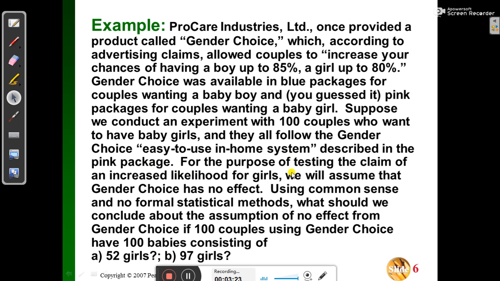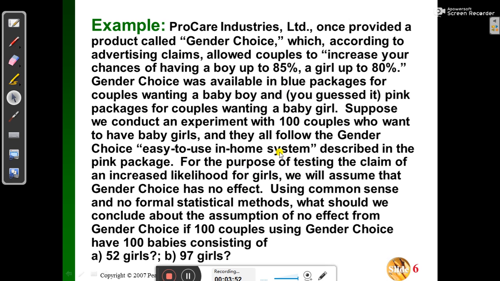For the purpose of testing the claim of an increased likelihood for girls, we will assume that Gender Choice has no effect. Using common sense and no formal statistical methods, what should we conclude about the assumption of no effect from Gender Choice if 100 couples using Gender Choice have 100 babies consisting of 52 girls or 97 girls? So that is the example.